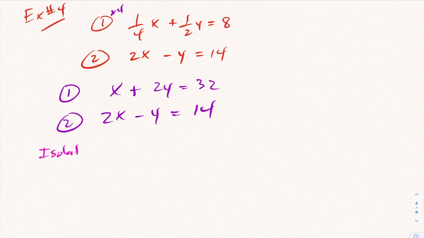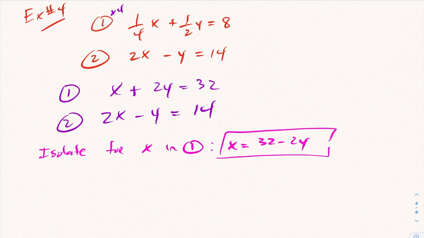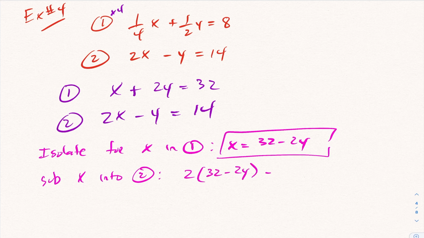What I'm going to do here is isolate for x in equation 1, in which case I get 32 minus 2y, isolating for x in 1. And then I'm going to sub x into equation 2. So everywhere I see an x, I'm going to change that to 32 minus 2y. And now it's just a matter of distributing, so 64 minus 4y minus y is 14.